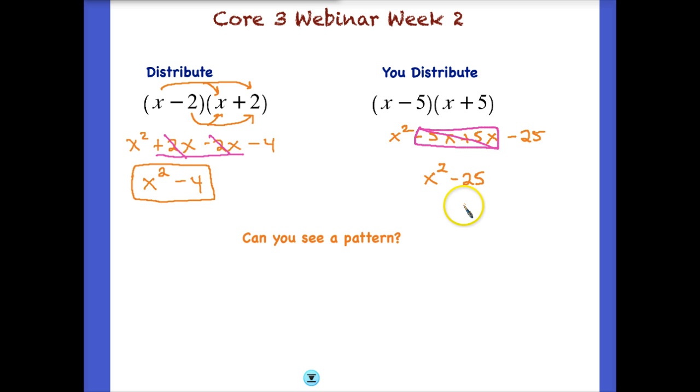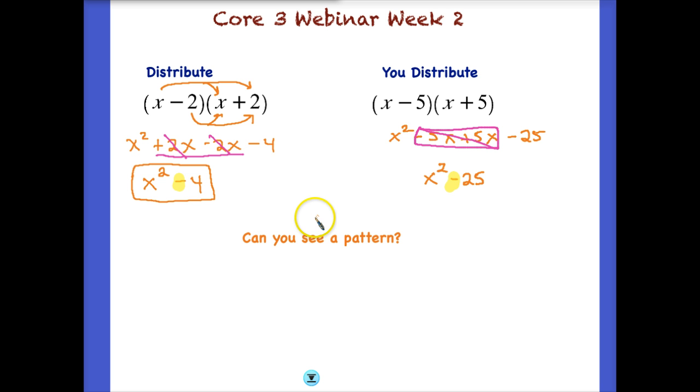Okay, so yeah, you guys, the pattern is anytime you have a sum, so we have x plus 5 and a difference, x minus 5, it factors into the first term squared minus the second term squared. One thing that's important that I want to point out for this lesson is that it's always minus, right? Here's a minus, here's a minus. So it's never going to come out plus, it's always going to come out minus.